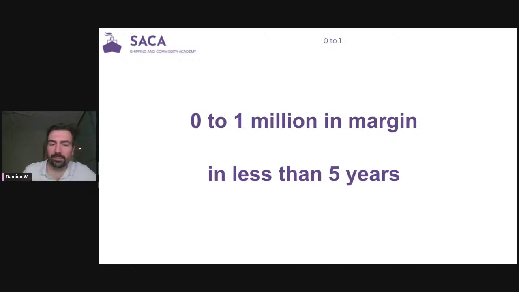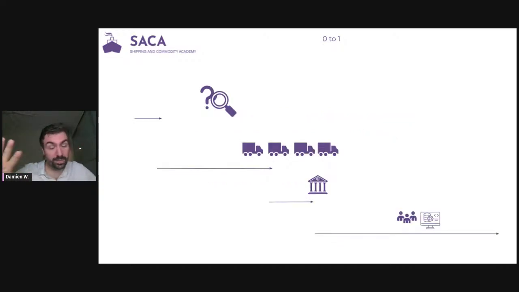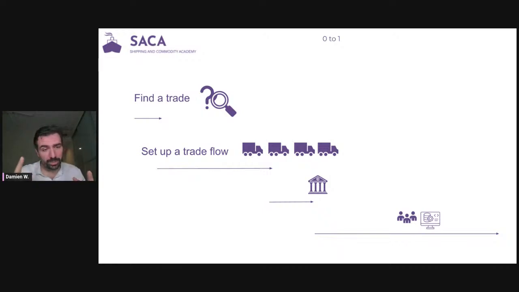There are 4 different stage levels that you need to go through if you want to make at least $1 million US in profit in 1 year, and that in less than 5 years. The first thing you need to find, obviously, is a trade, a gap in the market that you can fill. Then you need to transform this trade into a trade flow. So one shipment must become multiple shipments.